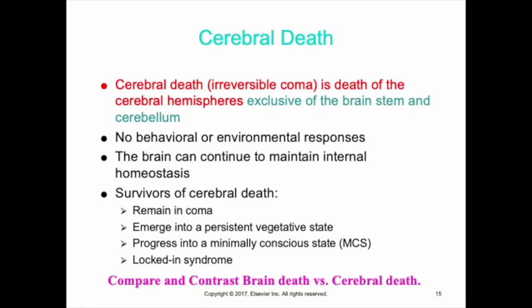Those that survive cerebral death can remain in a coma, or they can come out of a coma or emerge into a persistent vegetative state. Or they can have minimally conscious states as well. In comas, the eyes are usually closed with no eye opening. When in a coma, the patient doesn't follow commands, they don't speak, and they don't have voluntary movement. Okay, so at this point, I want you to compare and contrast brain death versus cerebral death.